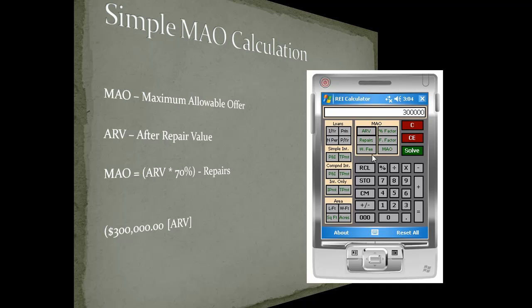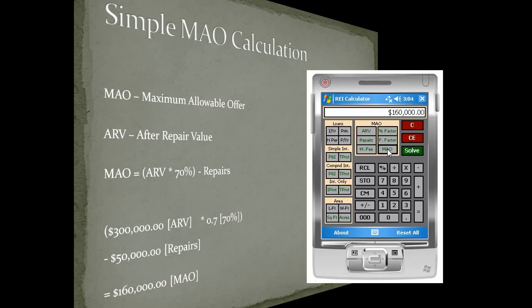Now, we said it's 70% of the after repair value, so we're going to take 70 and we're going to plug that in here in the percent factor. And we're going to say that the property needs about $50,000 in repairs. So we're going to take $50,000 and plug that in here in repairs. And now we're going to solve for MAO. And that gives us $160,000.